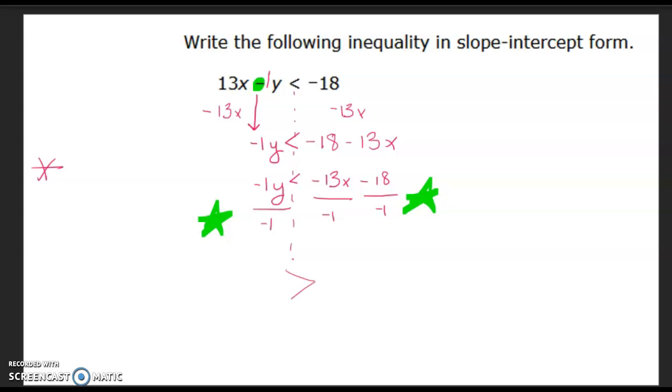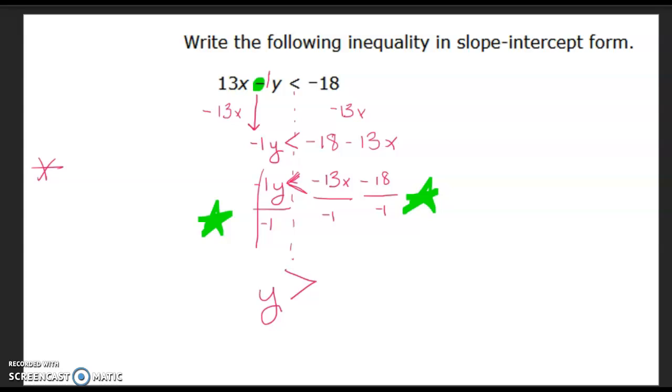you have to flip your symbol. So it was this, I flipped it. You can flip it ahead of time. If you multiply or divide by a negative number, you have to flip your symbol. So these cancel, and we have y.